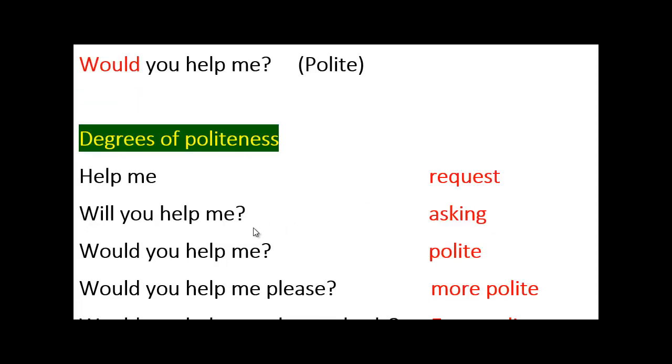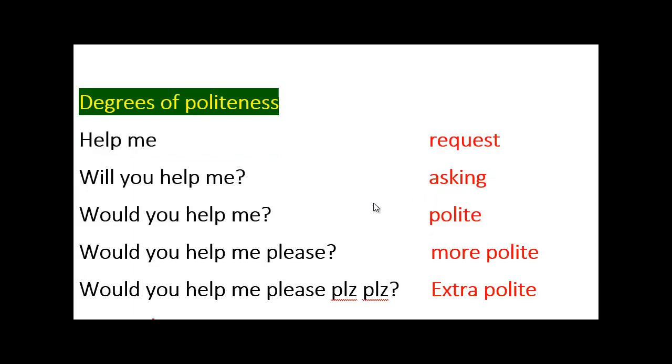And then you can say, will you help me? That will be an asking. If you ask someone, will you help me? That's asking. Requesting and then asking. And then, would you help me? That's being polite. Would you help me? You're asking for help in a polite way.